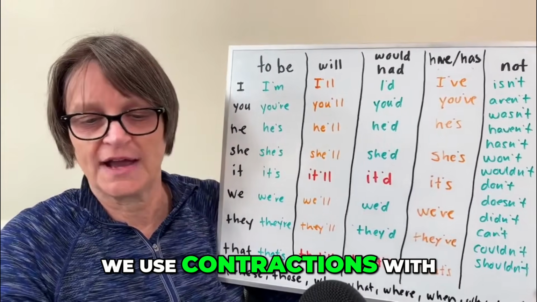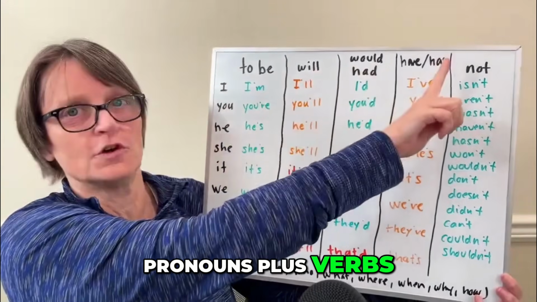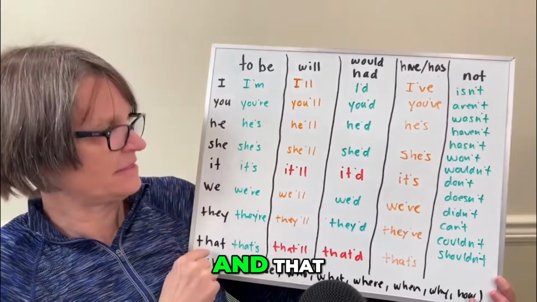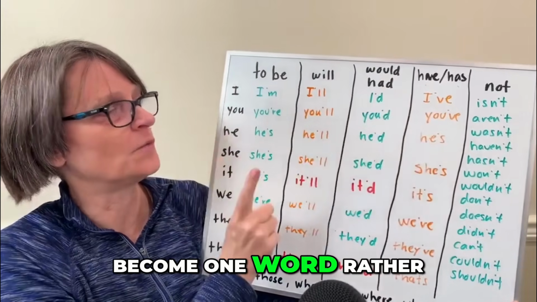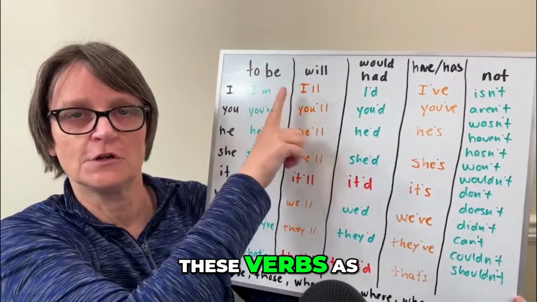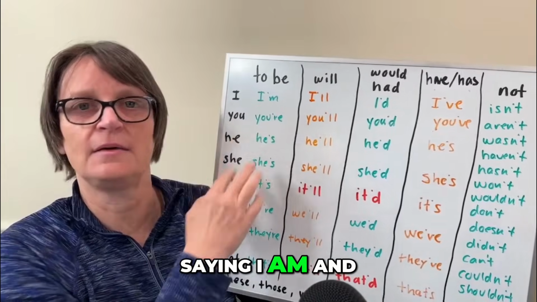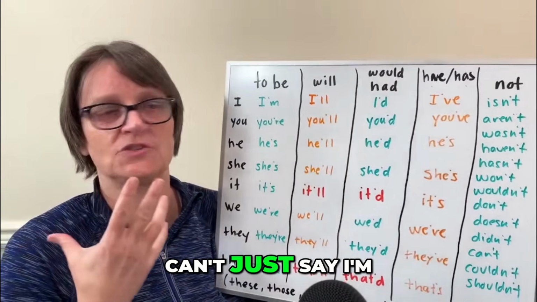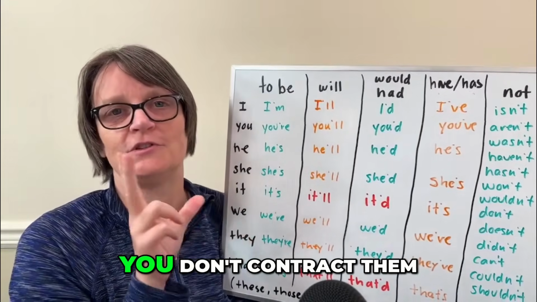So we use contractions with pronouns plus verbs. So the pronouns I, you, he, she, it, we, they, and that can get combined together with the verb to become one word rather than two. When we use them is when we're using these verbs as helping verbs. So if I'm just saying I am and he is, I'm not necessarily going to contract those because we can't just say I'm and have it be a full sentence. So when you're only saying the two words, you don't contract them.